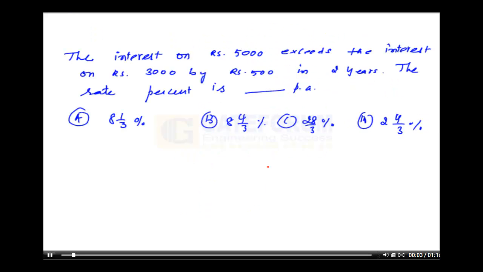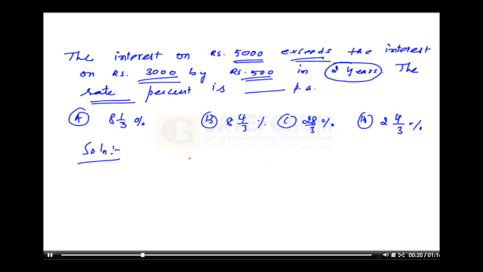This problem is given that the interest on rupees 5,000 exceeds the interest on rupees 2,000 by 500 for a time period of 2 years. Now we have to find the rate of interest. Here, there is an amount of 5,000 and there is an amount of rupees 2,000. The interest on rupees 5,000 exceeds that on 2,000 by rupees 500.